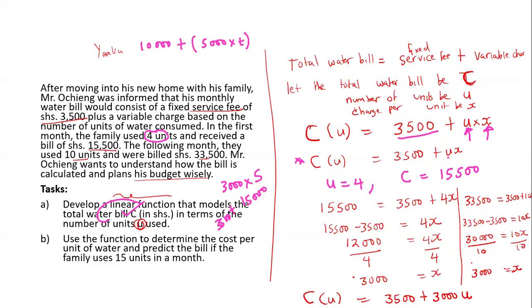Members, are we good to continue to part B? Use the function to determine the cost per unit of water and predict the bill if the family uses 15 units in a month. We have used the function to determine the cost per unit of water, which is 3000. Then they're asking us to determine how much money we shall spend on 15 units. So can everyone now find out how much money we shall spend on that?